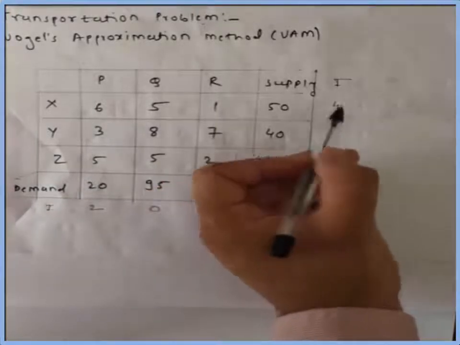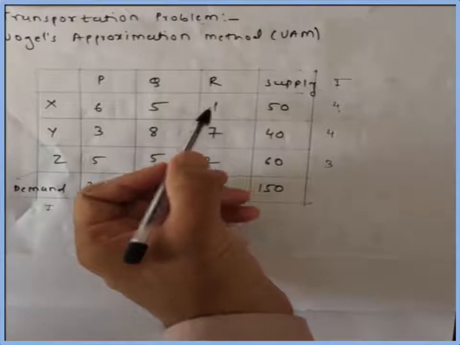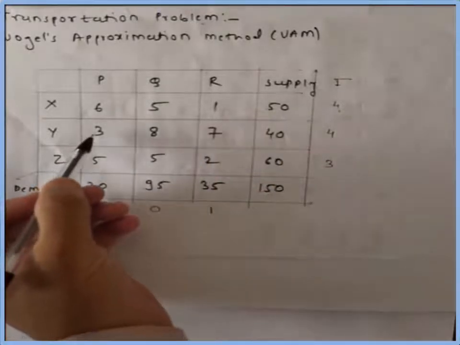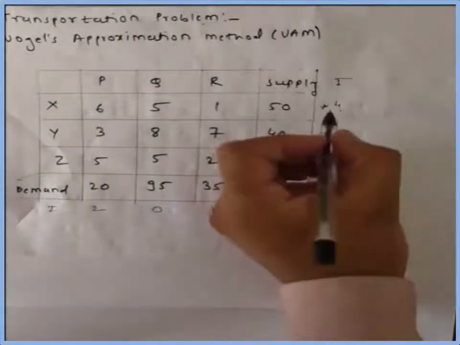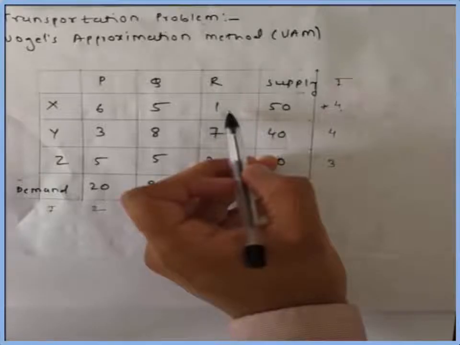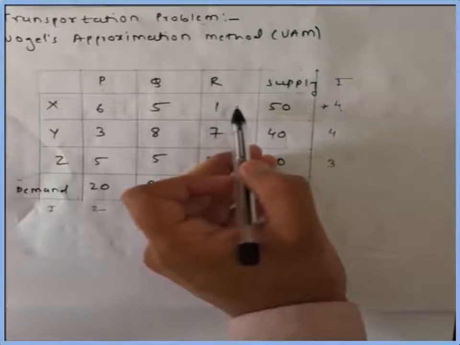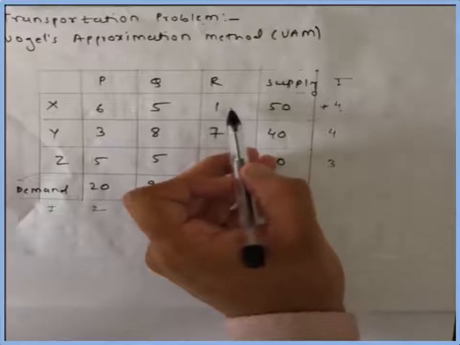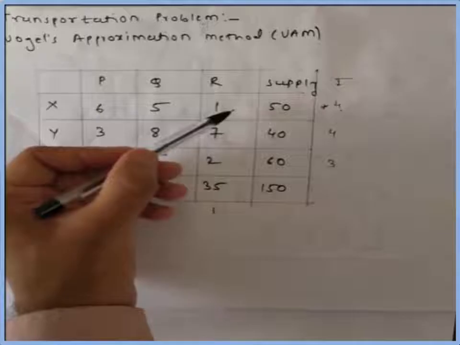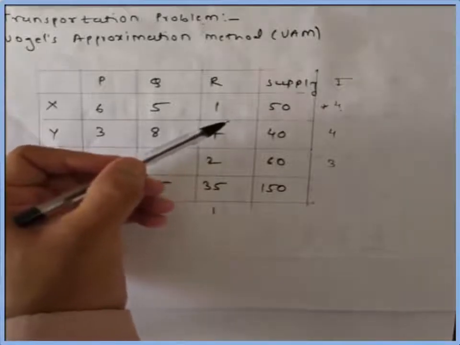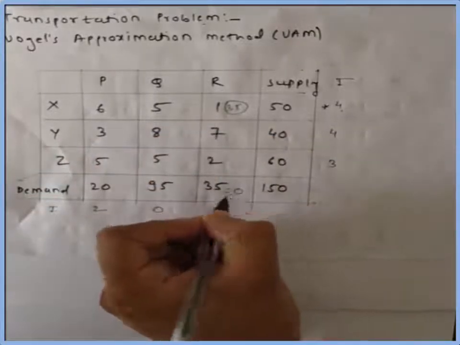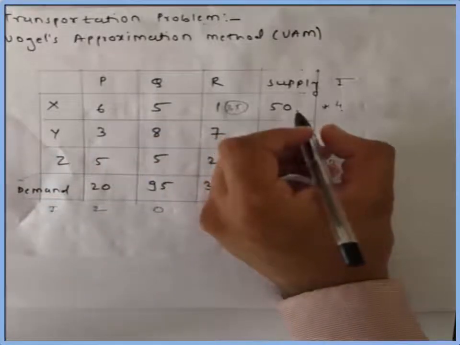Now what is the tiebreaker? Suppose we select this 4, the smallest number is 1 and the maximum allocation is 35, and here the smallest number is 3 and the maximum allocation is 20. We will go with this penalty because here the smallest number is lesser than the smallest number of the second penalty, and this cell can give the maximum allocation. For this cell, the demand is 35 and the supply is 50. Therefore, we will allocate the lesser unit. 35 is the allocation. Therefore, this 35 becomes 0 and 50 minus 35 is equal to 15.